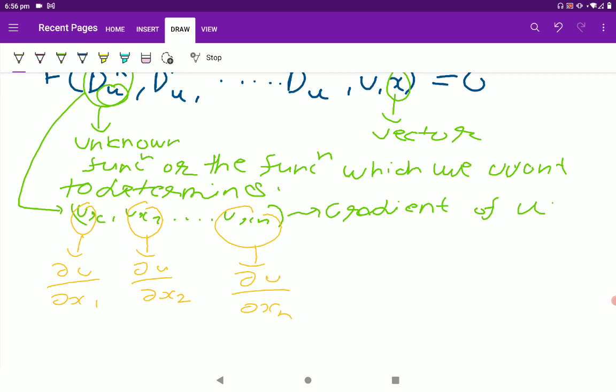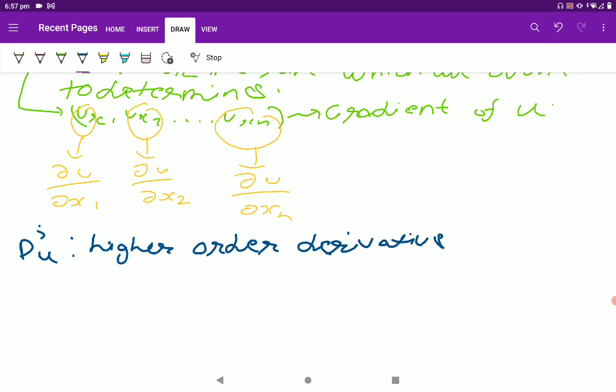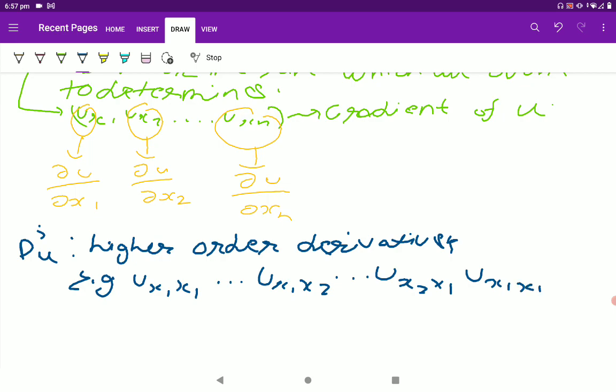And for higher derivatives, we can write D^j u. These are the higher order derivatives. For example, u_x1x1, u_x1x2, u_x2x1, or u_x1x1x2. These are the forms of the higher derivatives.